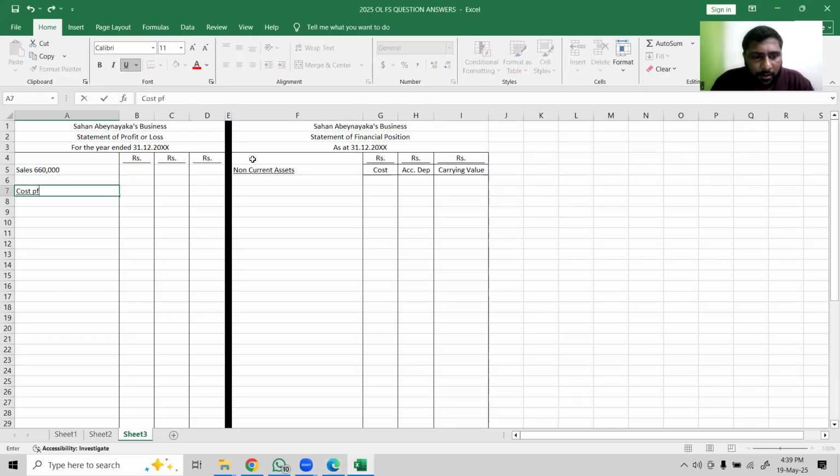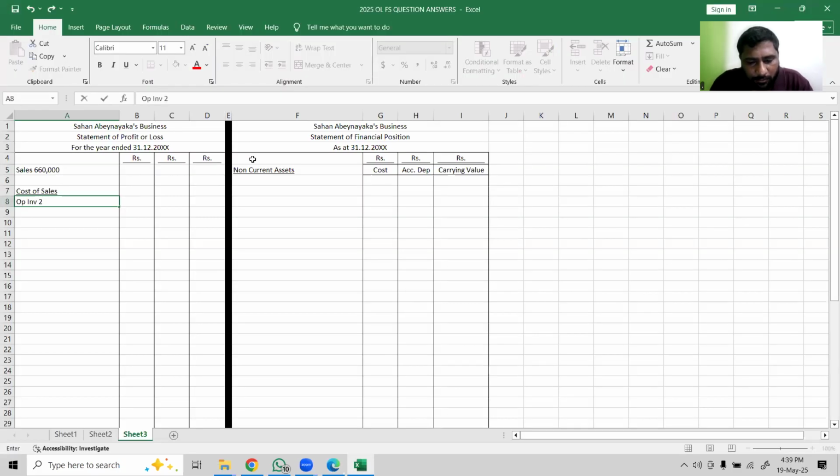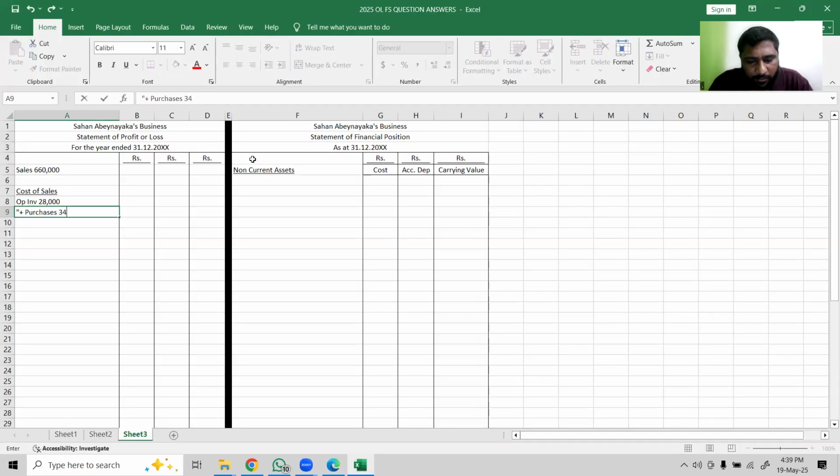Then we'll move to the cost of sales, opening inventory. They have given the stock as at 1st January. Stock as at 1st January 28,000. Plus purchases, 340,000.